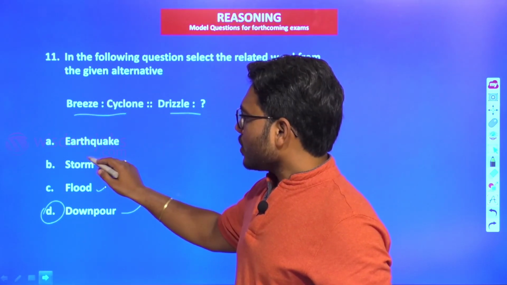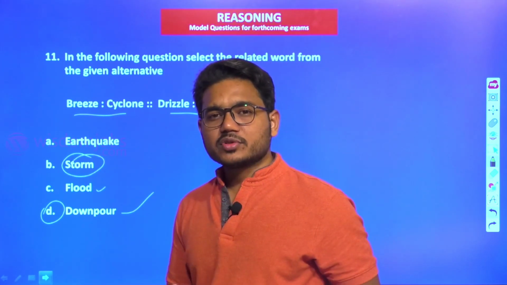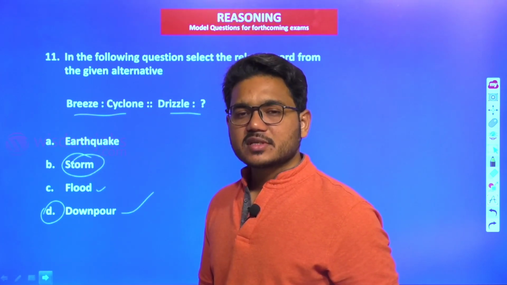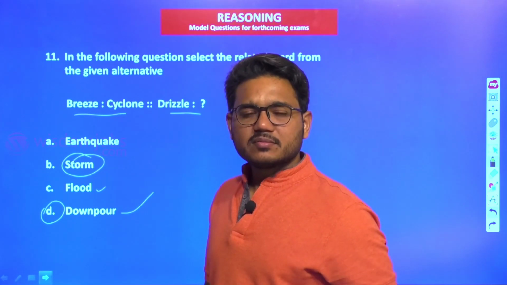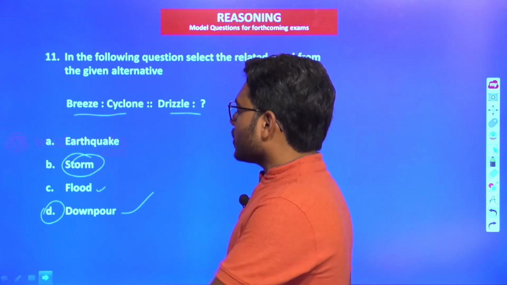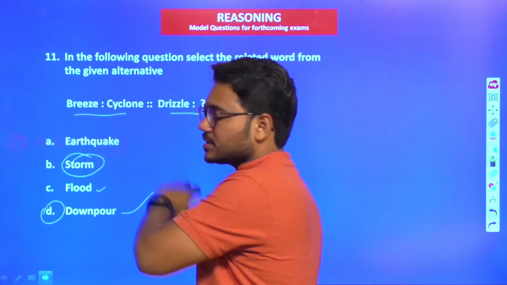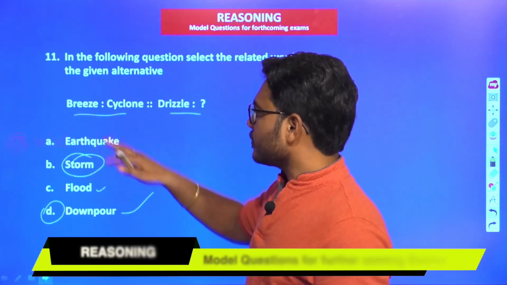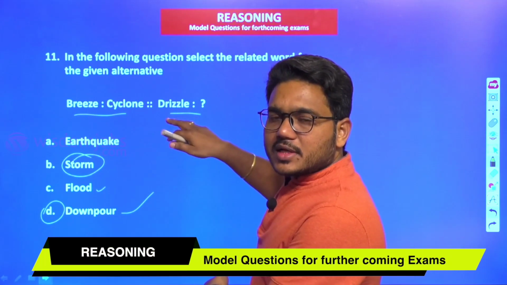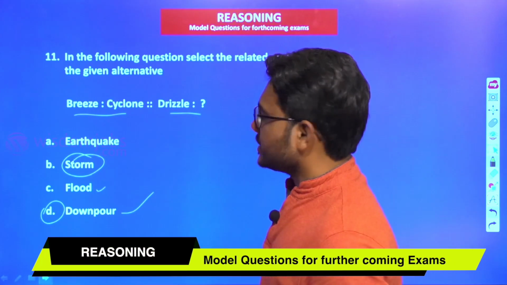Storm is a little different. Storm is nothing but a combination of both heavy winds and heavy rains also. I mean both wind and water together. So it is somewhat different, not exactly the way these two are related. We cannot relate this drizzle to storm. But drizzle can be related to this larger scale of breeze, cyclone, as larger scale of drizzle is downpour. Okay, so this could be the answer for this.